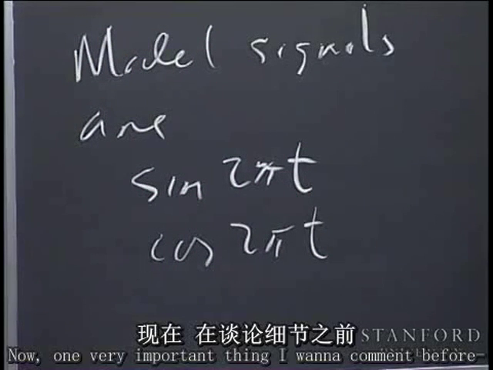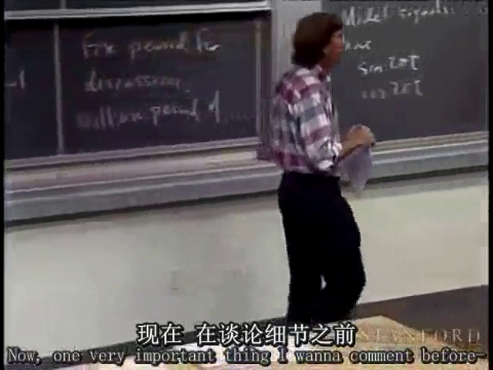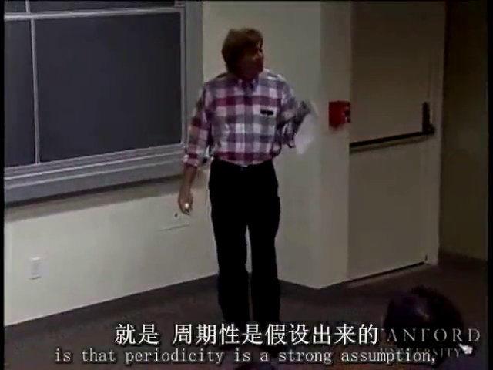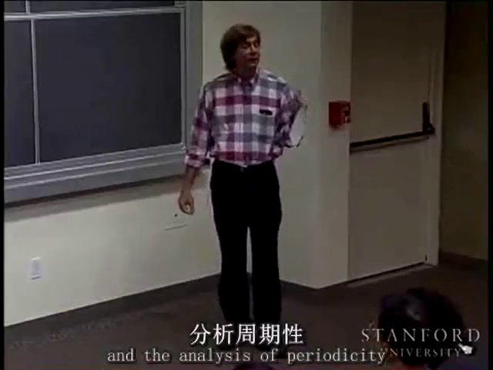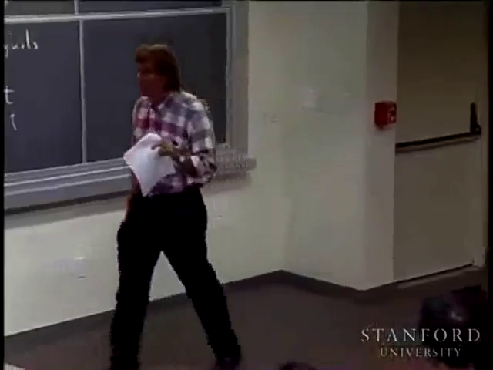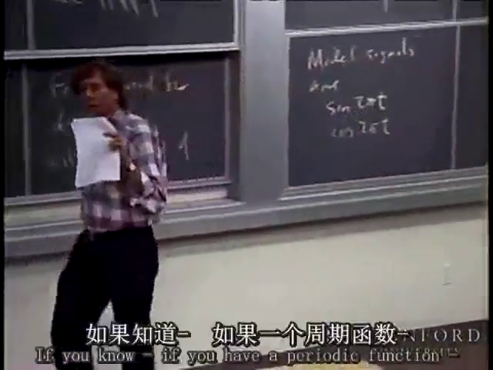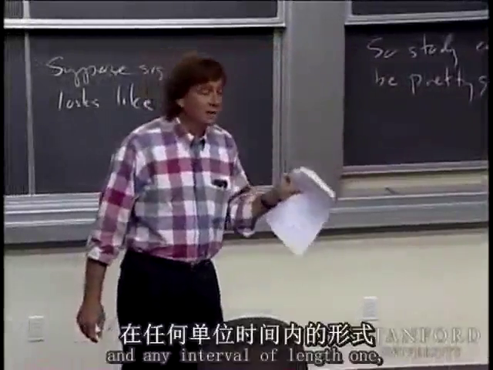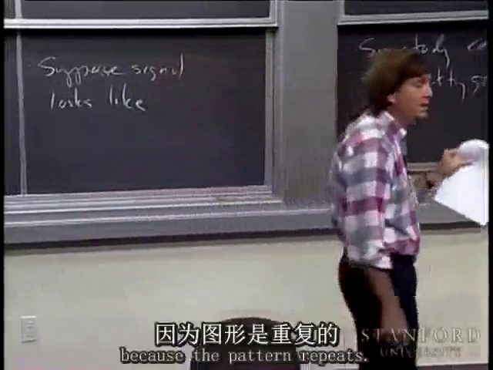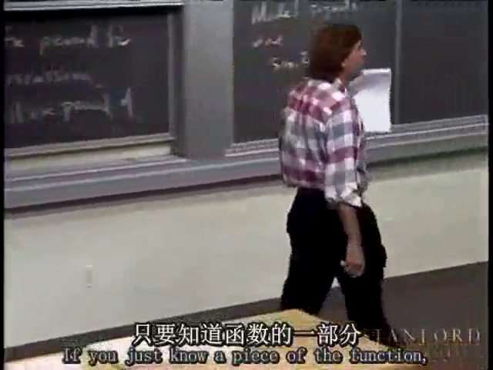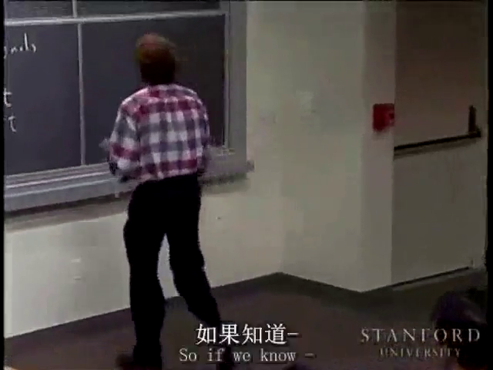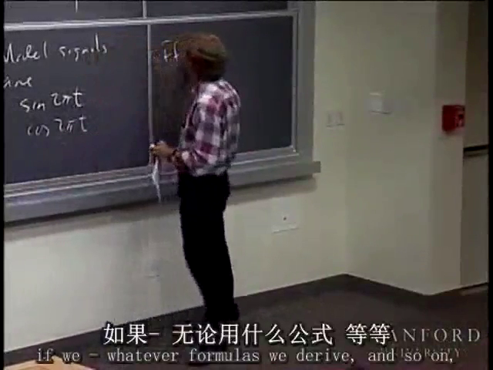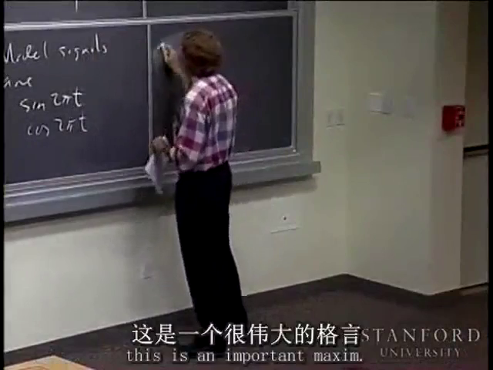Now, one very important thing I want to comment on before we launch into particulars is that periodicity is a strong assumption, and the analysis of periodicity has a lot of consequences. If you have a periodic function, if you know it on an interval of length 1, any interval of length 1, you know it everywhere. Because the pattern repeats, if you just know a piece of the function, you know it everywhere. So when I say if we analyze, whatever formulas we derive, and so on, this is an important maxim.